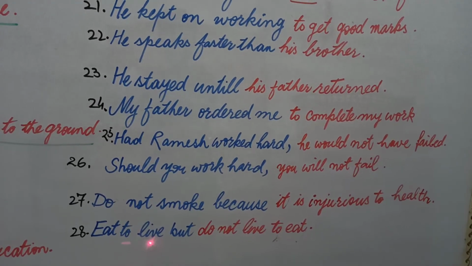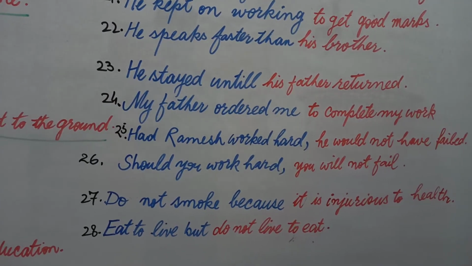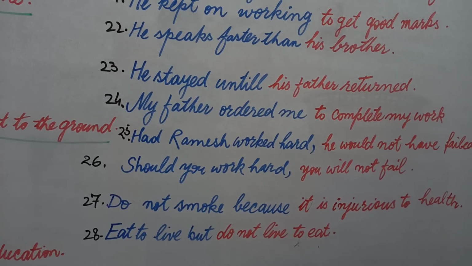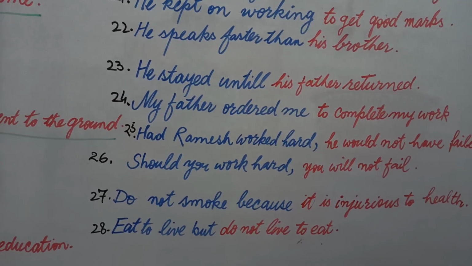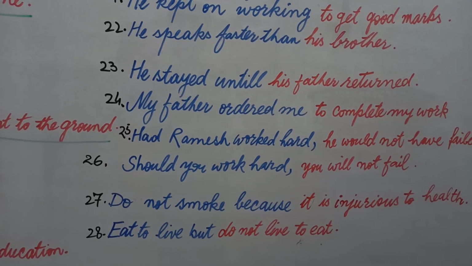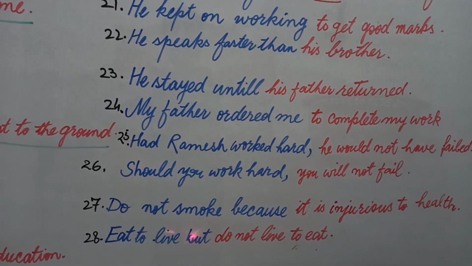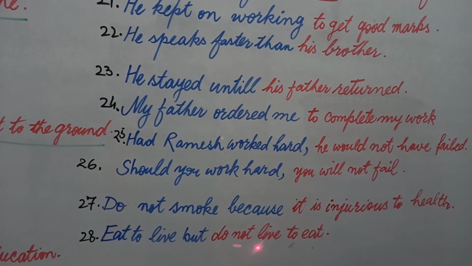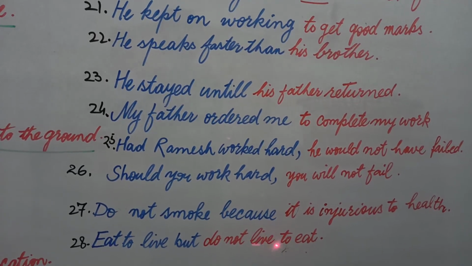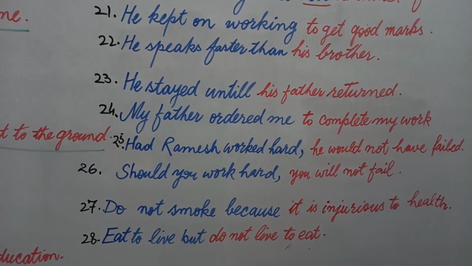Now it is a very special sentence, eat to live. This is based on a proverb, which is a proverbial sentence, because sometimes men keep on eating without any purpose, just like animals. It is a teaching: eat to live, but do not live to eat. It means our purpose of life is not only to eat.